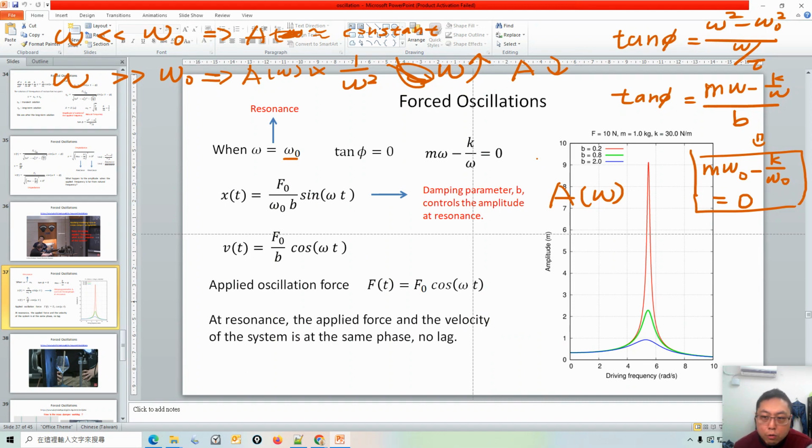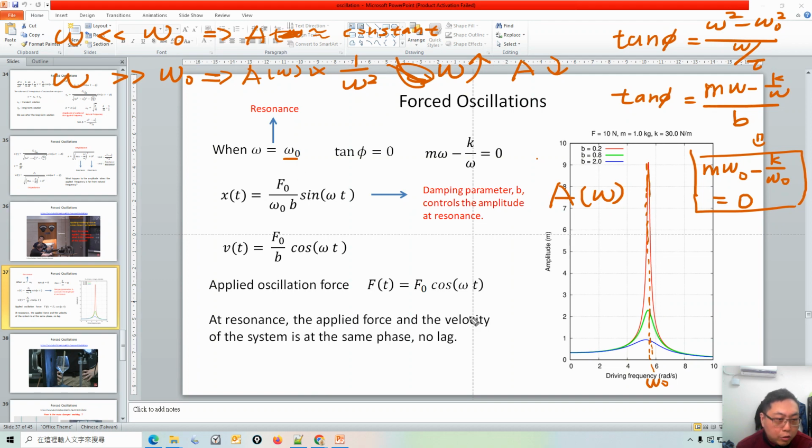After we draw this function, we will find that at the resonance, the amplitude increases a lot. Maybe I think it's here. Maybe how to draw it very accurately. This is the natural frequency. At the natural frequency, you will find the amplitude has a very large value. That's what happens at resonance.